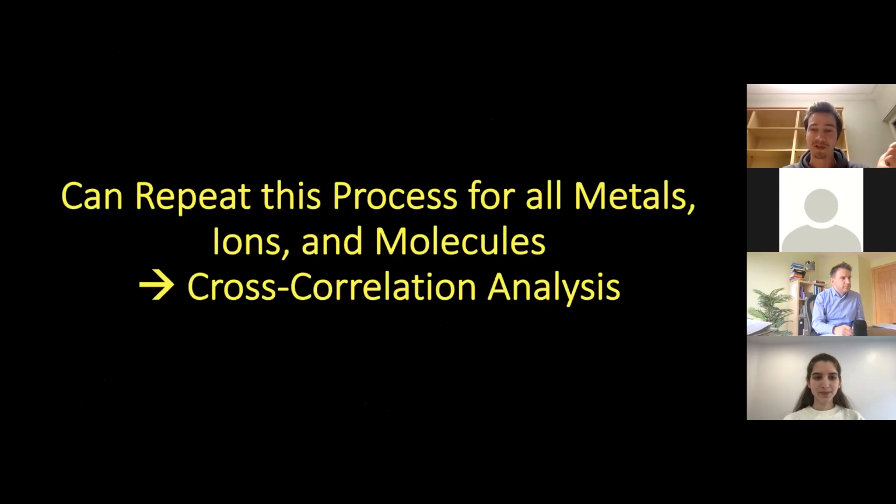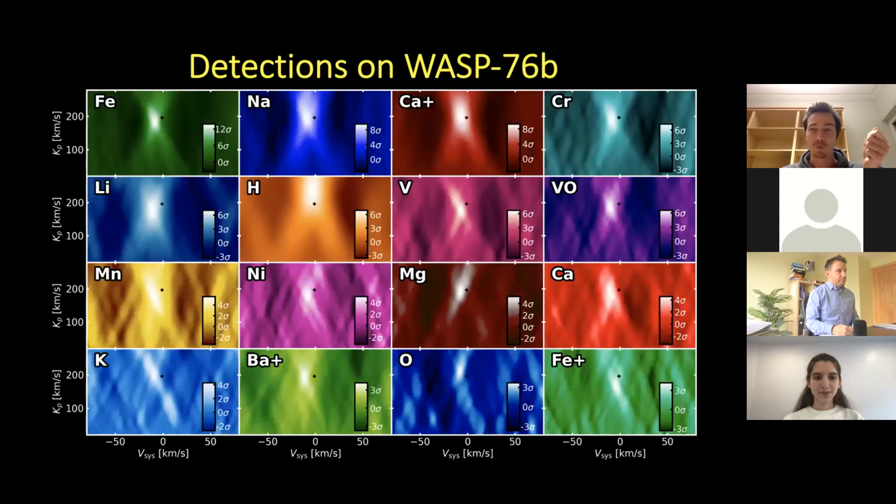Now this is just for one element. We can actually repeat this process for all sorts of metals, ions, molecules, anything you think will be on WASP-76b, we can do a cross-correlation analysis and see if it's there. Now, here are the results of what we find. We find basically a lot of stuff. So from the top, we find very strong detections of iron, sodium, ionized calcium, as I showed, chromium, lithium, hydrogen, and the detections get a bit weaker, but still significant are vanadium, vanadium oxide, and so on. And at the bottom is what I would rate as more tentative detection: potassium, ionized barium, oxygen, and ionized iron.